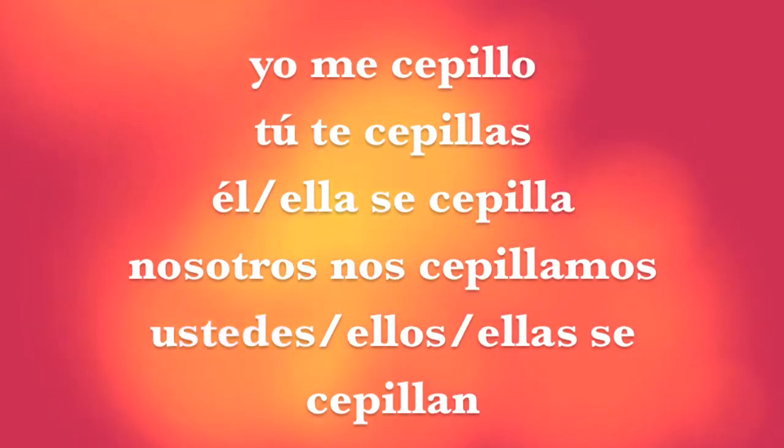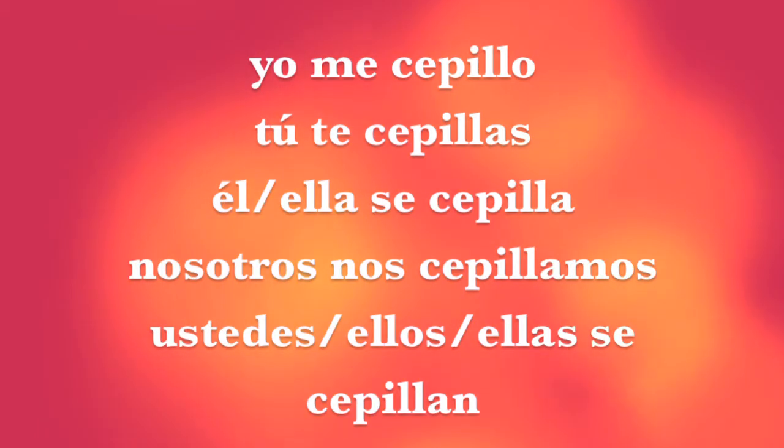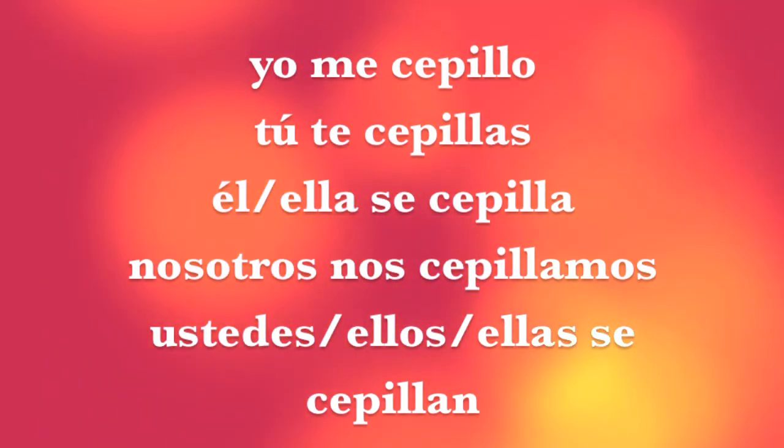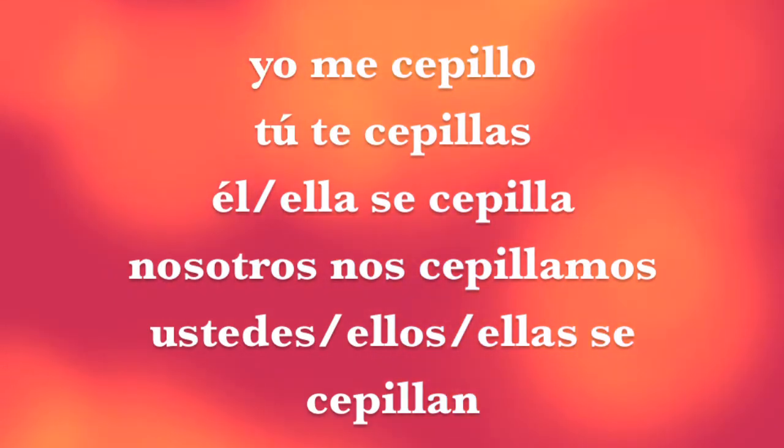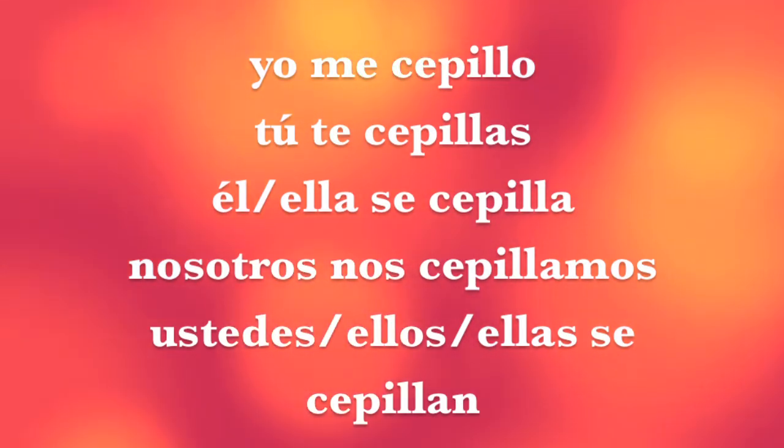For yo, you would add a me before the verb. For tú, you add te before the verb. Él y ella, you add se before the verb. Nosotros, you add nos before the verb. Y con ustedes, ellos y ellas, you add se before the verb, which causes it to be yo me cepillo instead of just yo cepillo, tú te cepillas instead of just tú cepillas.